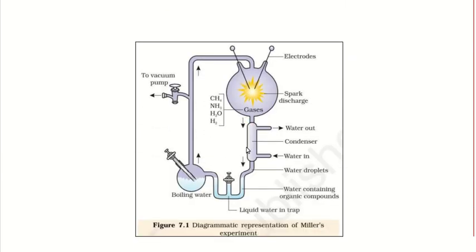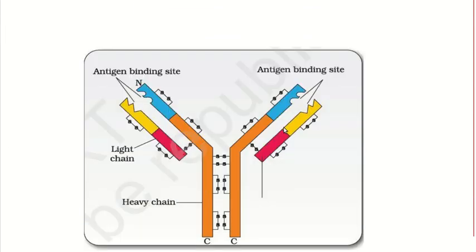Miller's apparatus: sometimes they have asked only for the diagram, and it should have 10 labelings. Or with description for 3 marks, they have also asked for the diagrammatic representation of Miller's apparatus. With description, they have asked for 5 marks too. So 3 marks for the diagram and 2 marks for the description.